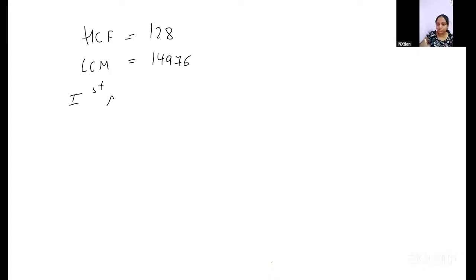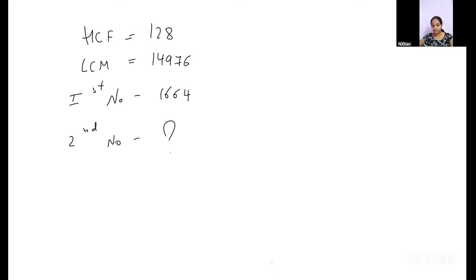This question where you were given the HCF of two numbers, which was 128. Then the LCM of the two numbers was given, which was 14976. Then one number you were given, which was 1664. We had to calculate the second number.